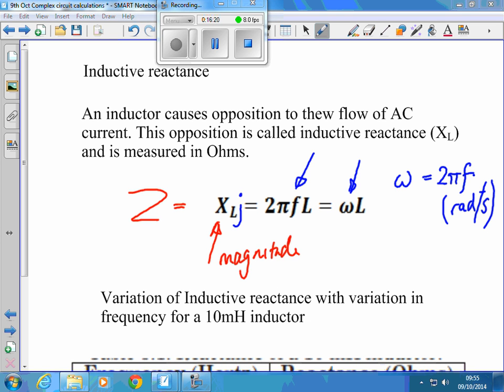If you're given a value as something times pi, it means it's in omega. What you do have to be careful of is that you then need to have your calculator in radians mode when you use your angles. Alright?